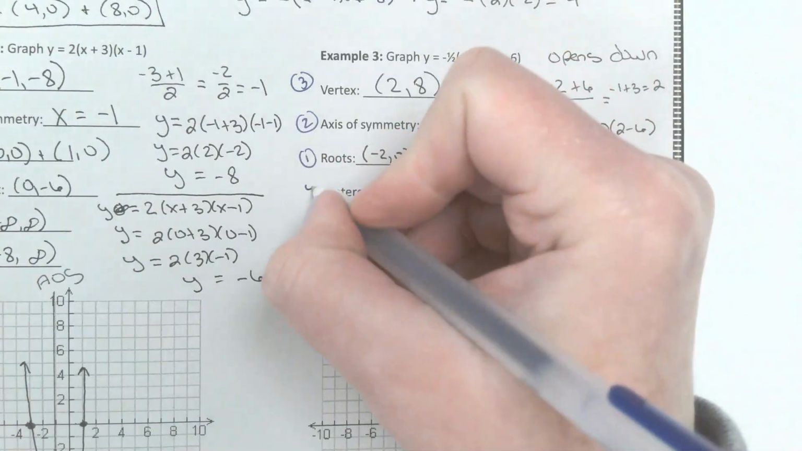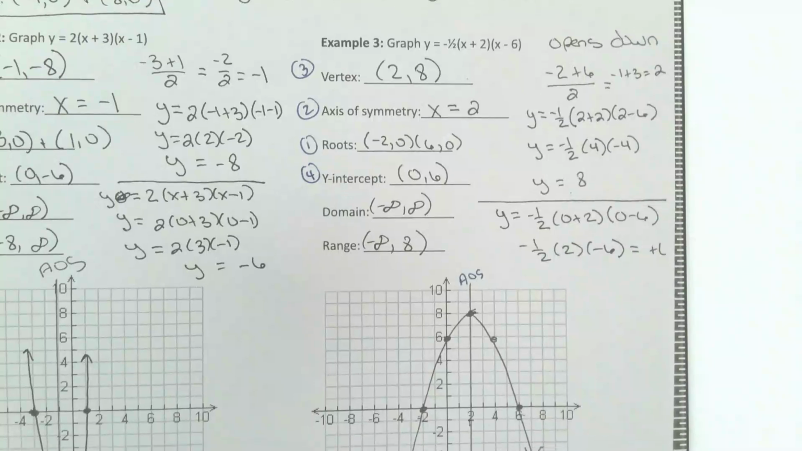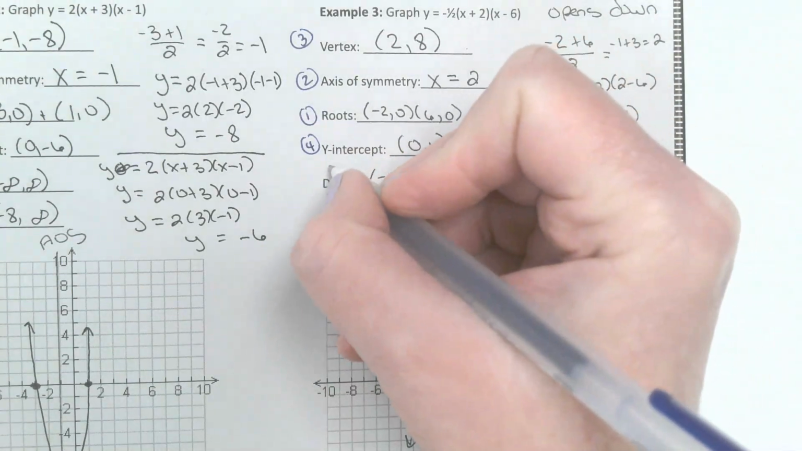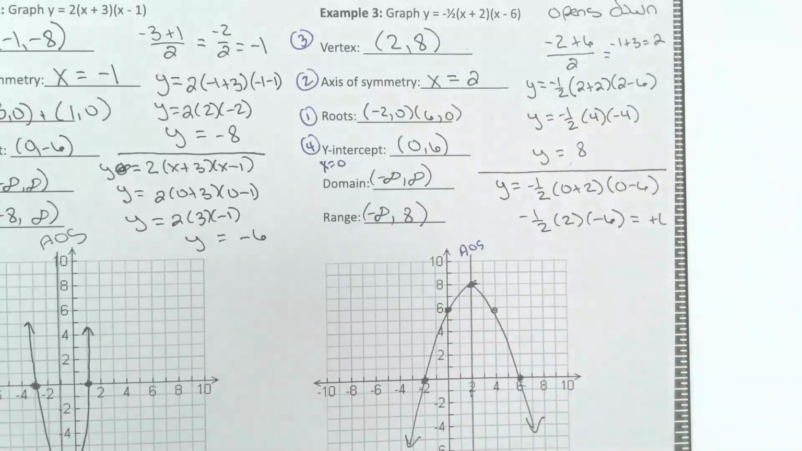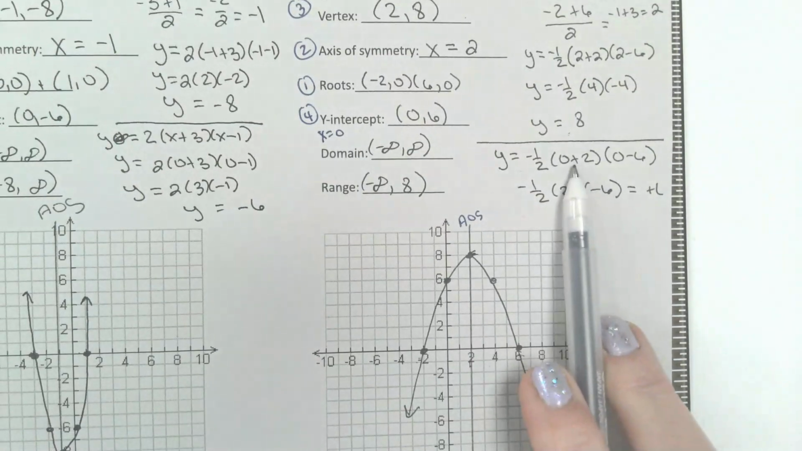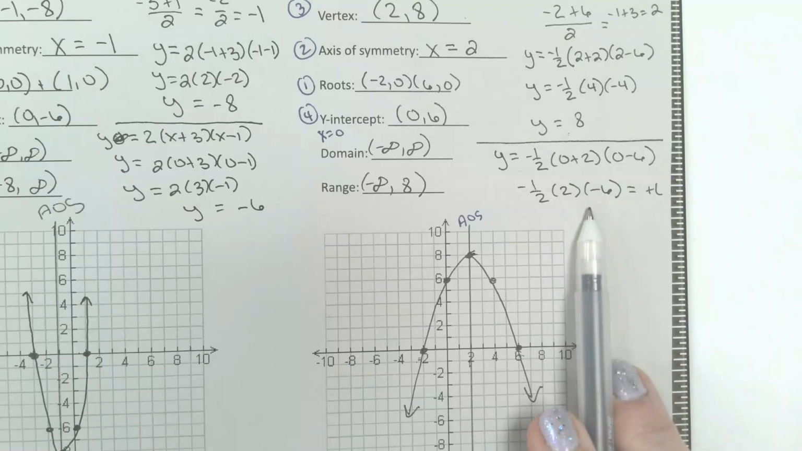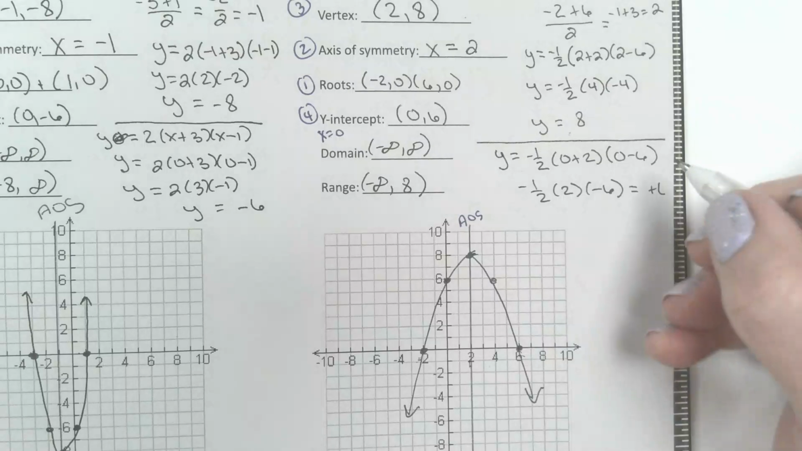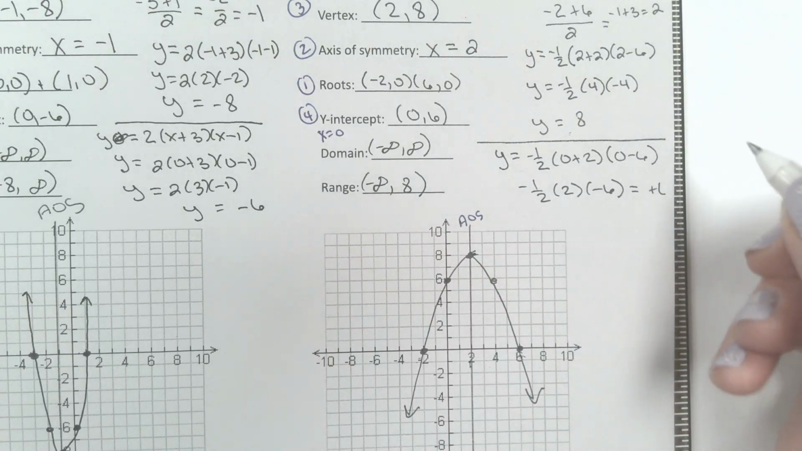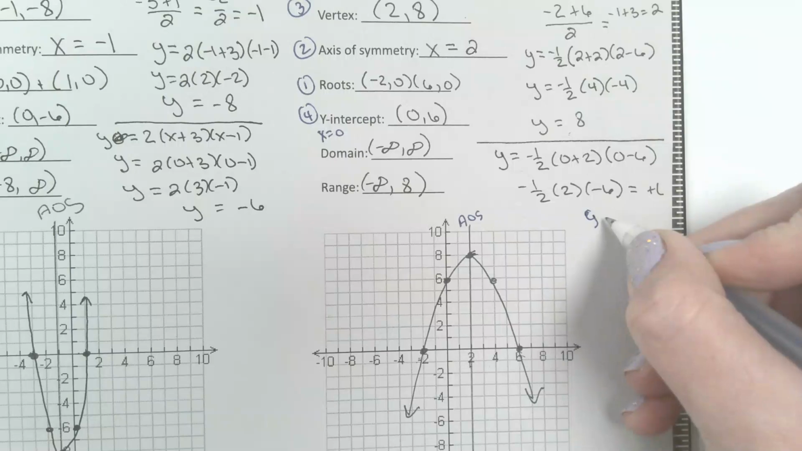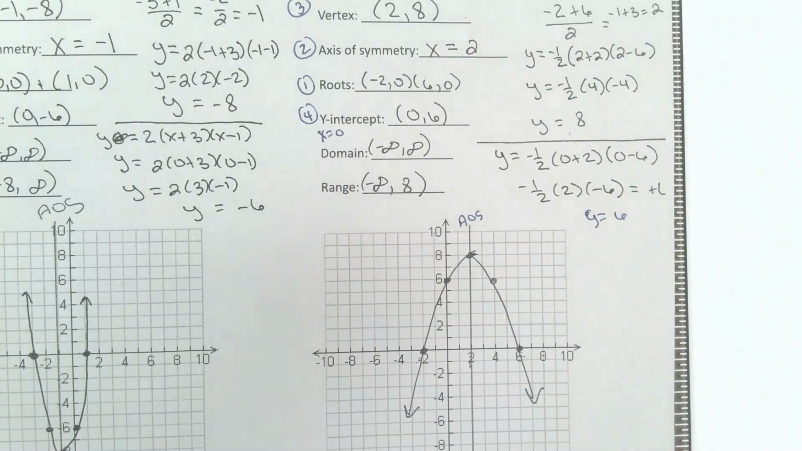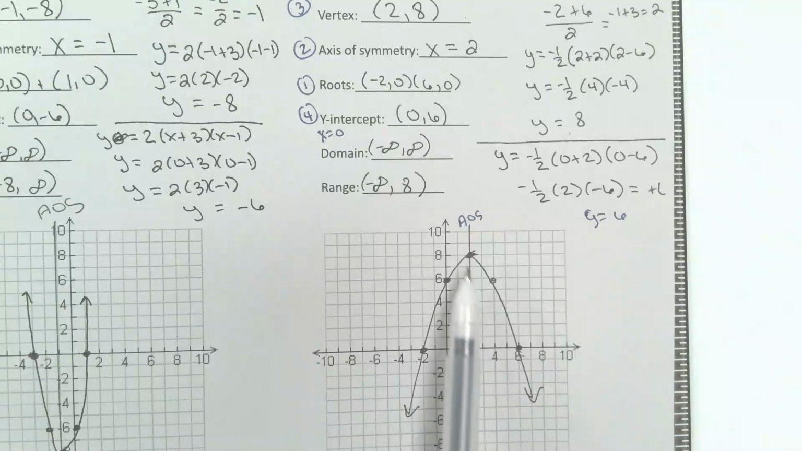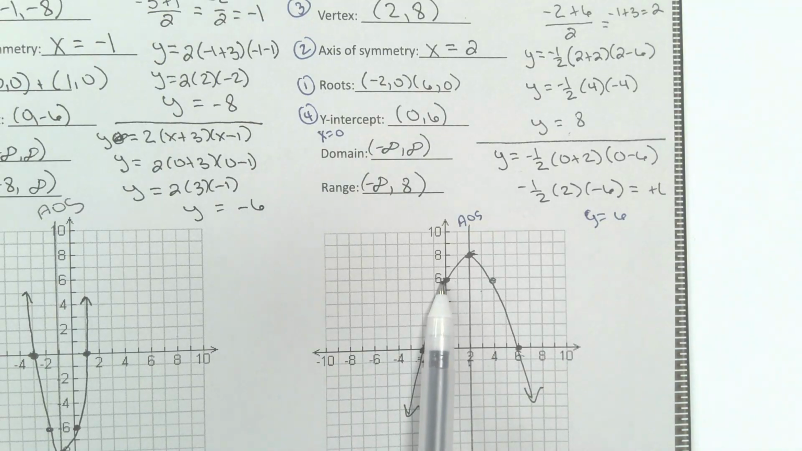The fourth thing is I found my y-intercept. To find a y-intercept, you set x equal to 0 and solve. So this is me finding the y-intercept. I plugged 0 in for those two x's. I ran the numbers, and it's off the screen, but you get 6. So now I know that I have a y-intercept at 0, 6.